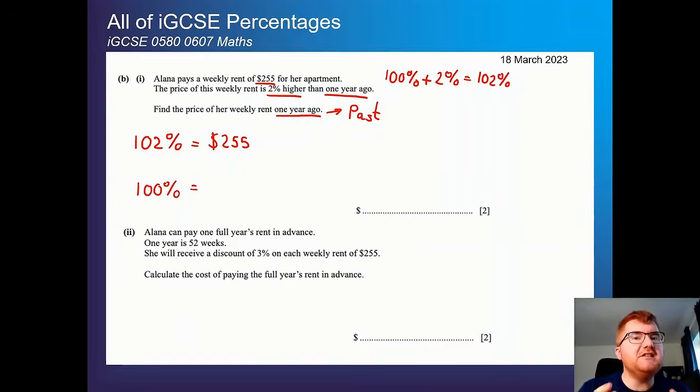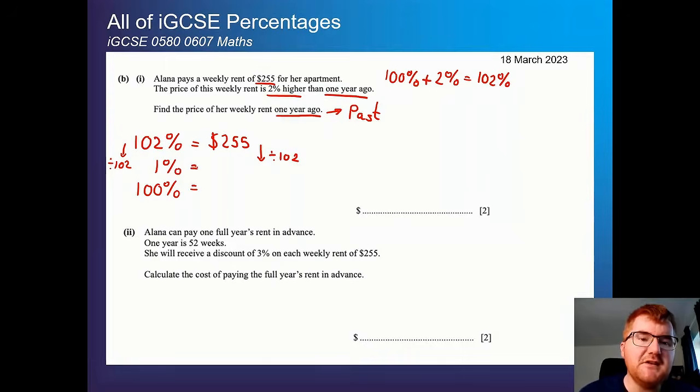So by structuring it in such a way, it lends very nicely to the calculations that we're going to do. So we need an intermediary step. We need a step in the middle. And the way we can do this is a so-called unitary method. So I'm going to divide both sides by 102. If I do that, well, 102 divided by 102 is equal to 1. So the key thing here is to try and get it into 1%, and then we can work out 100%.